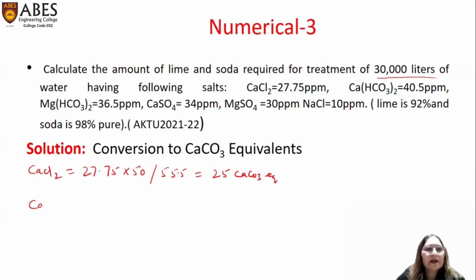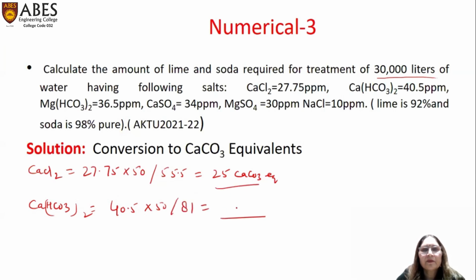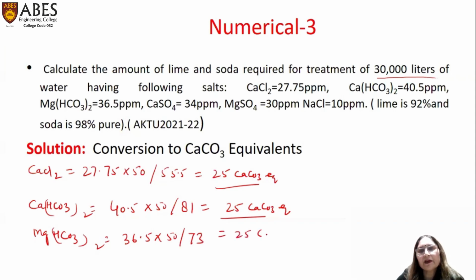Similarly, calcium bicarbonate amount is 40.5 into 50 divided by 81, 25 calcium carbonate equivalent. Magnesium bicarbonate amount is 36.5 into 50 divided by 73, 25 calcium carbonate equivalent.